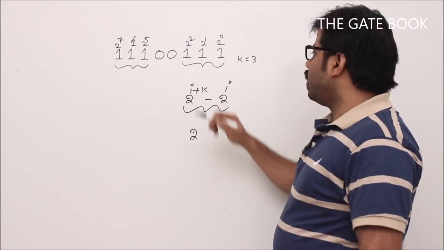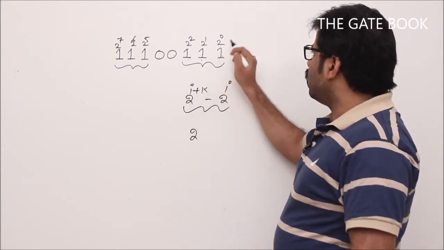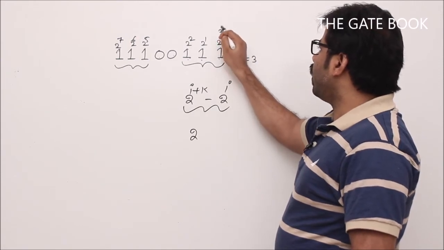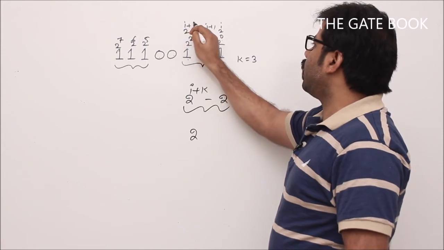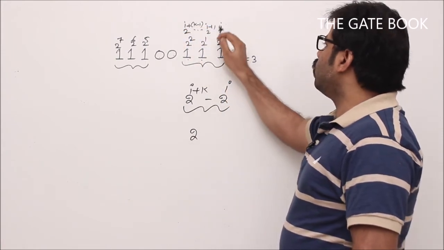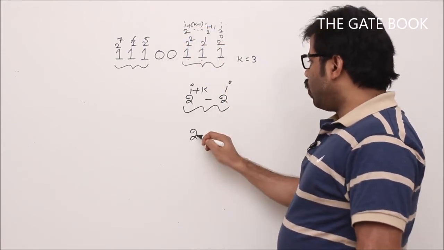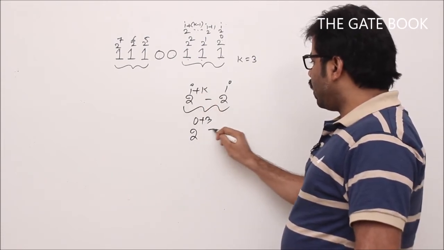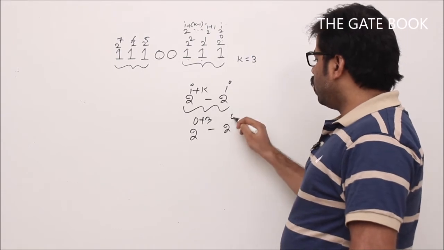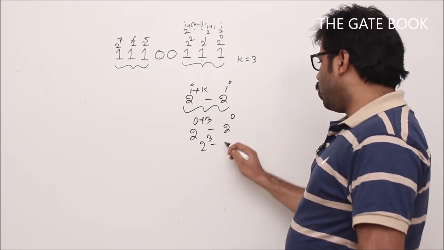What is I? I is nothing but, here this is 2 power I, correct? 2 power I, 2 power I plus 1. Recall, in our computation it is 2 to the power of I plus k minus 1. So this is 2 power I, value 0. So it would be 2 to the power of I plus k, 2 to the power of 0 plus 3, minus 2 to the power of I, which is 0. So 2 cube minus 2 power 0.